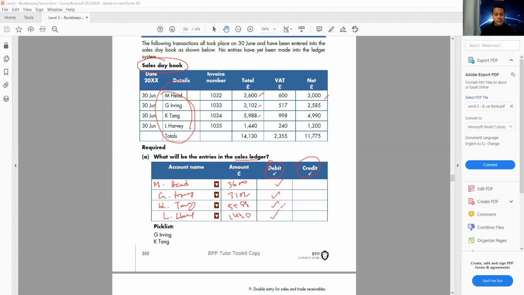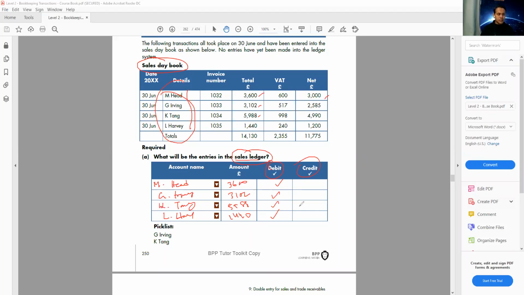So you can see that if the question asks for the sales ledger, that means they're asking for the individual balance. How much is due from the particular customer? In this case, you have to take every single credit customer because they're asking for the sales ledger. Remember the word sales ledger, only one customer. Sales ledger, only one customer.